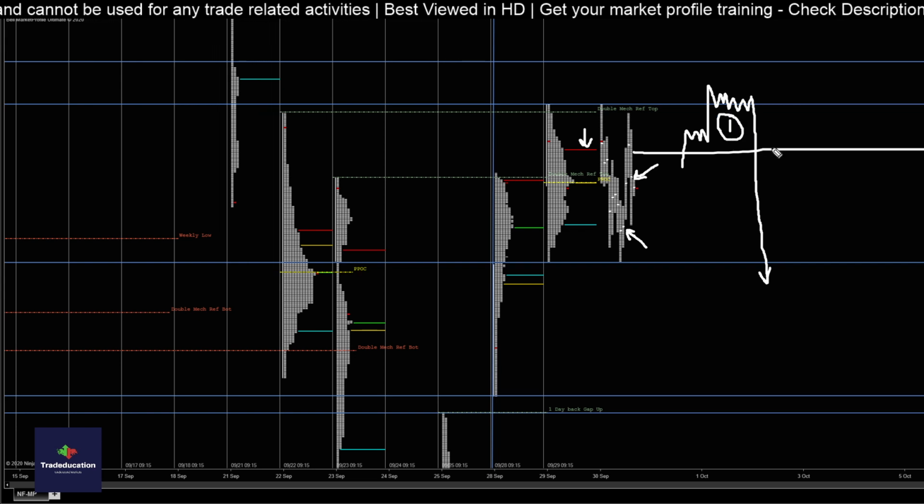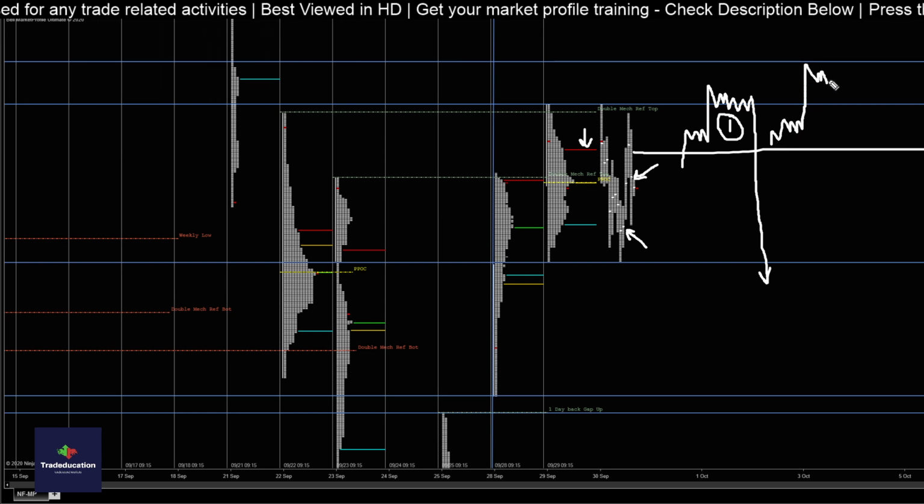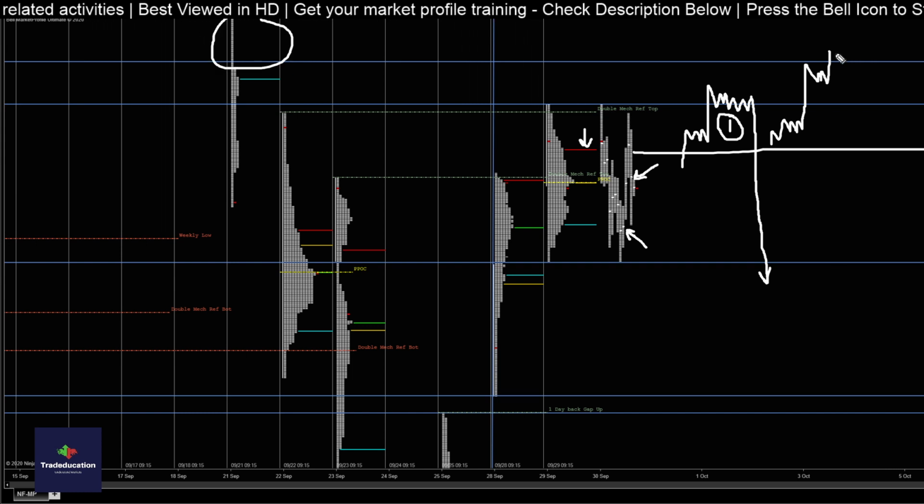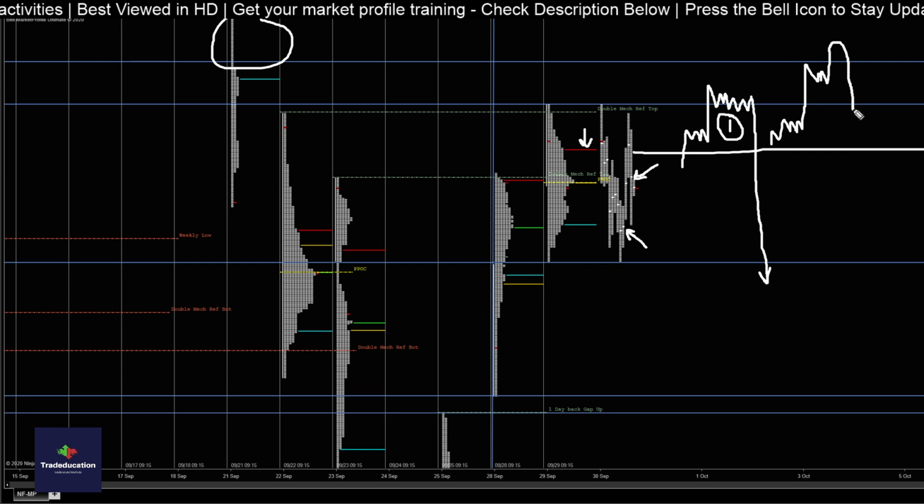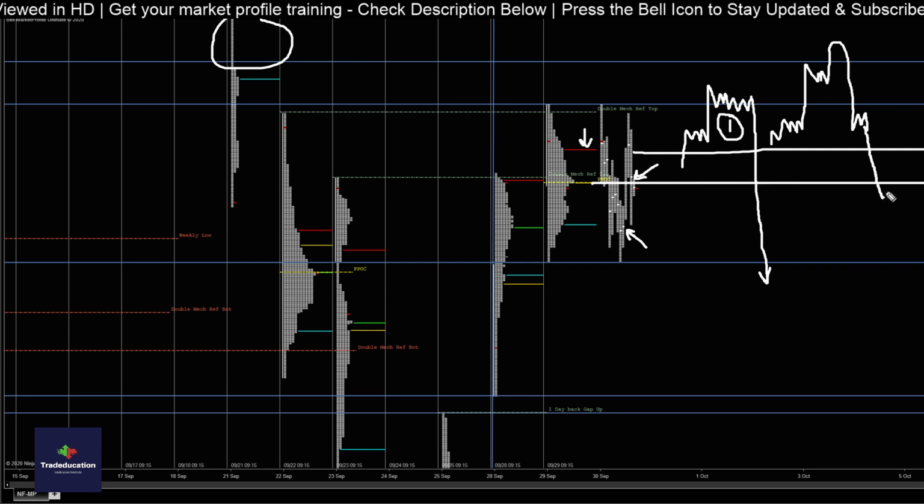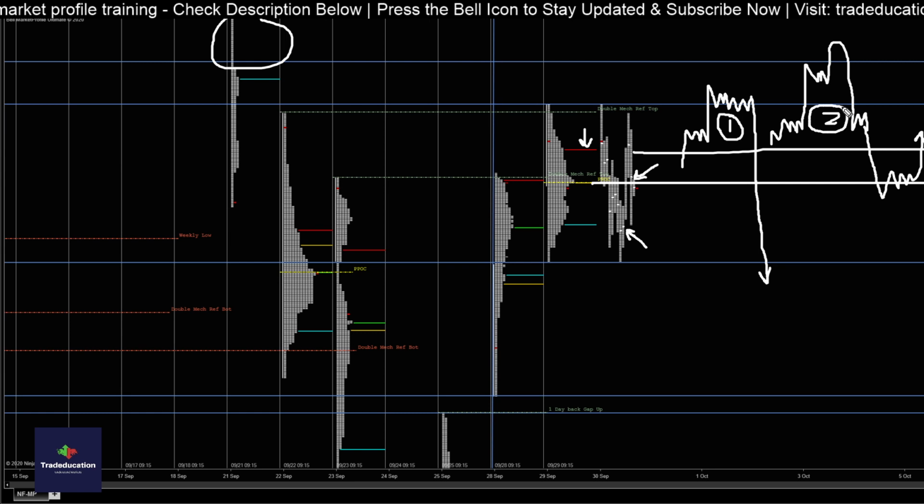The second auction development path which I'm seeing is: the auction opens, it tags the high, it continues higher, and this entire zone is a single print zone. So this is where I'm expecting some sort of reversal with some bounce back around the peacock level. Okay, so just some sideways development is what I'm expecting. This is the second auction development path which I'm seeing to happen today.